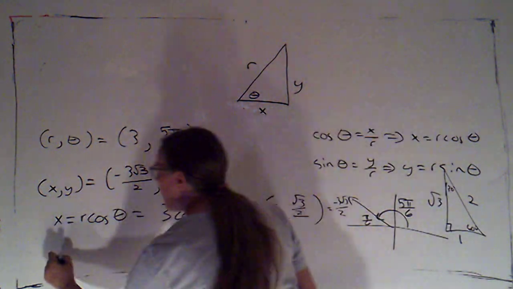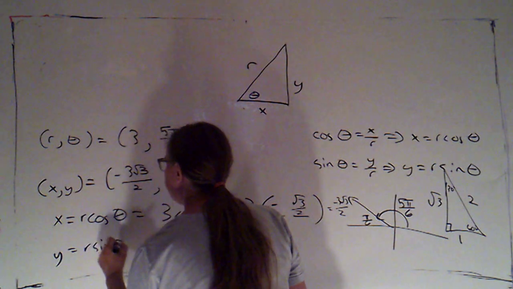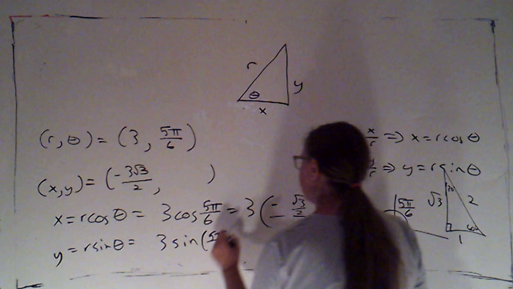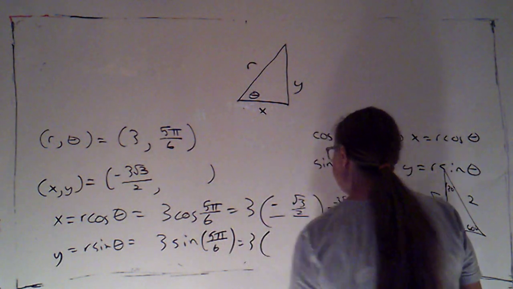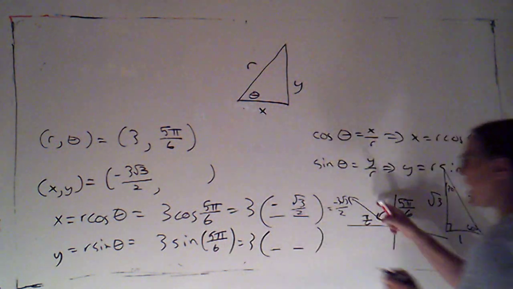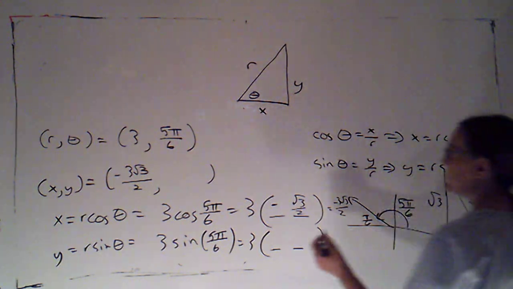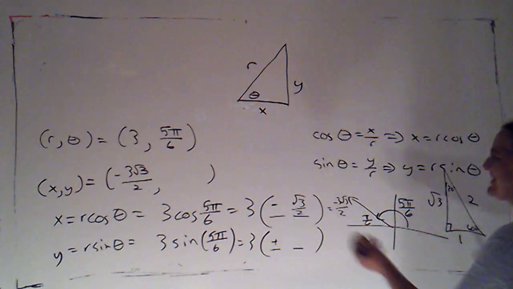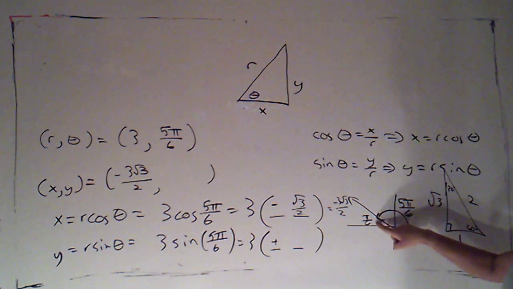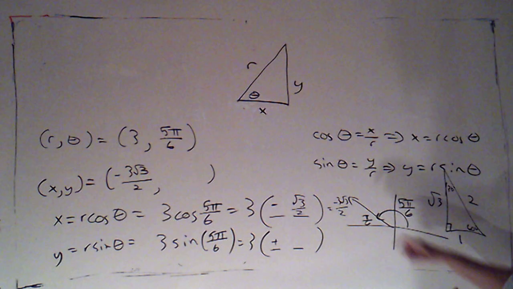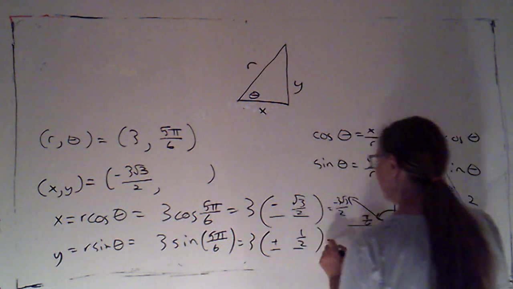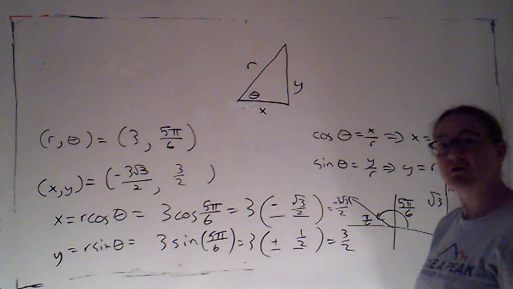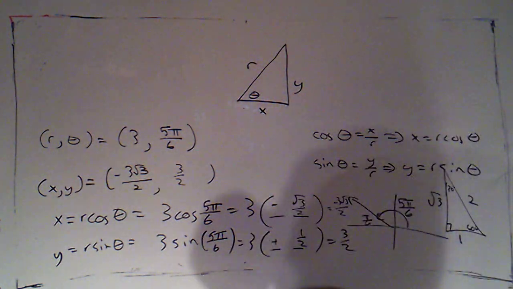All right, y is r sine theta, so that's going to be 3 sine of 5 pi over 6. Since we're in quadrant 2, sine is positive. Pi over 6 is again the reference angle. Sine of pi over 6 is just 1/2, so my y value is 3/2. All right, so that's what I get just plugging into the formulas.